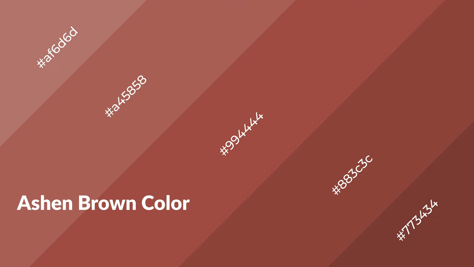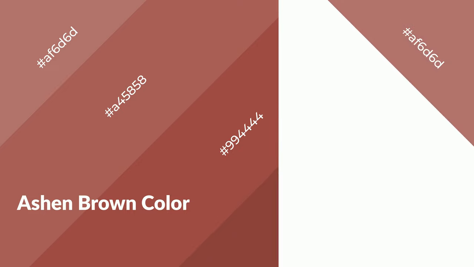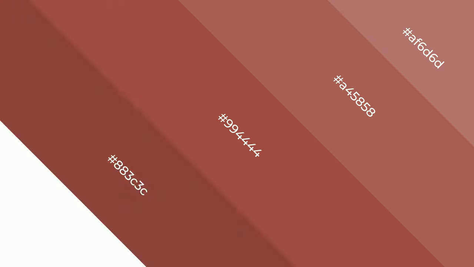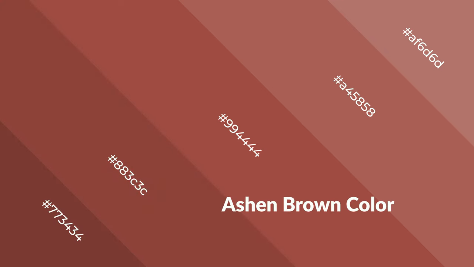Ashen brown is a warm color, and it emits cozier and active emotion. Warm colors are symbols of warmth, fire, heat, and sunshine. It also evokes joy, passion, love, and even anger emotions. You can see them used in restaurants and gyms.